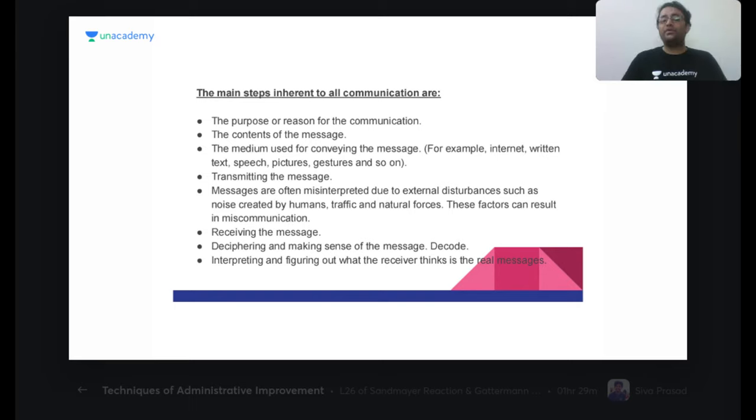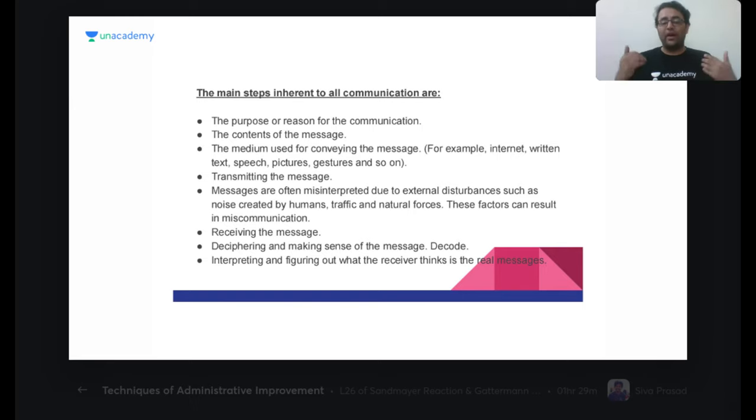In that case, you will pay interest to what he's saying. Correct. So there should be a purpose or reason for the communication. So right now, when I'm taking this session for you on the basics of communication, what do you think is the purpose? The purpose is to share whatever knowledge I have of communicating with you so that you can communicate better. And once you can communicate better, I would be happy. So that is my whole purpose or reason for communication.